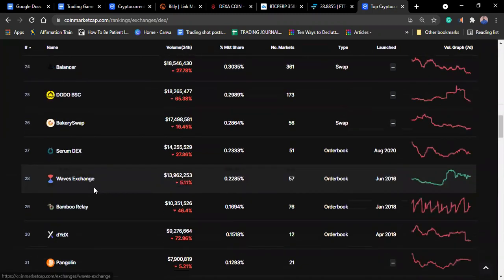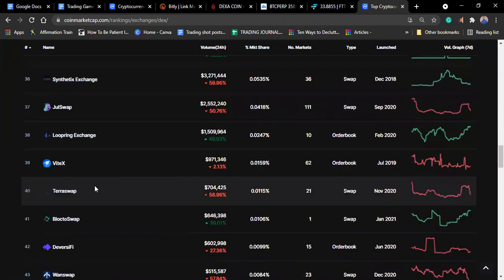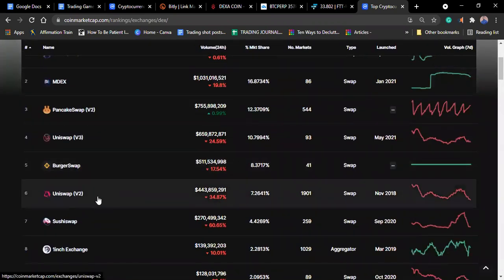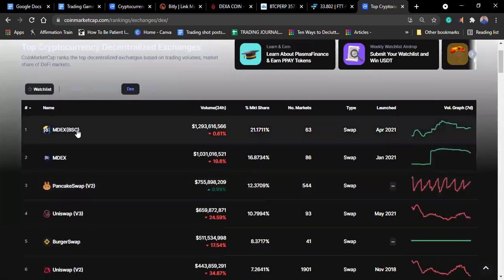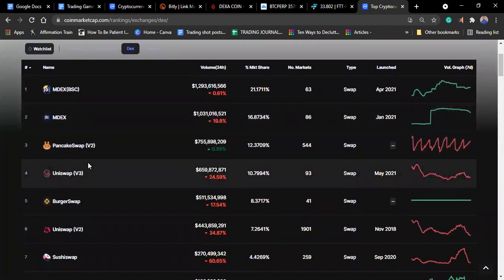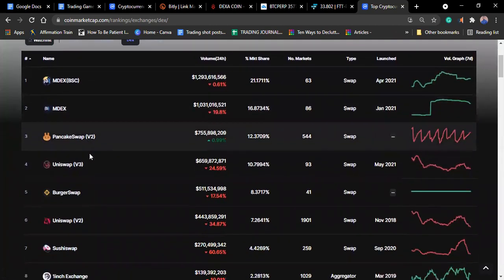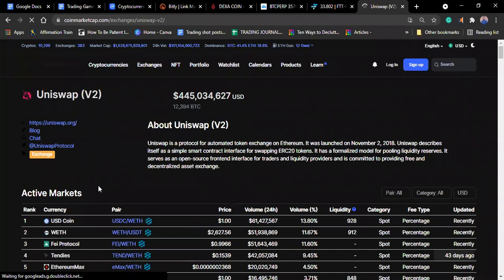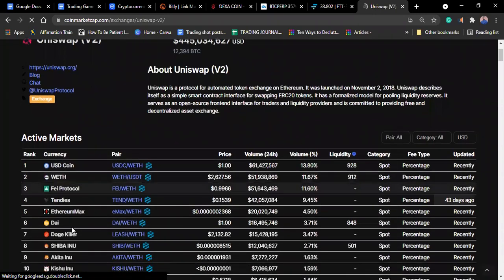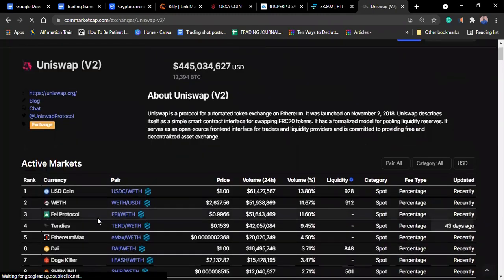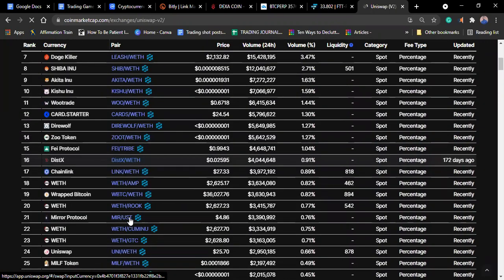There are a lot of decentralized exchanges, so many, but the most popular ones are Uniswap, PancakeSwap, maybe this MDEX. Do you understand? But in the course of your journey, the ones you will really be using the most are PancakeSwap and Uniswap. So let me click on Uniswap. So I've gone to Uniswap now. It shows you the volume and the different coins that are trading on Uniswap. This is where it lists all the coins and the pairs that are trading on Uniswap.